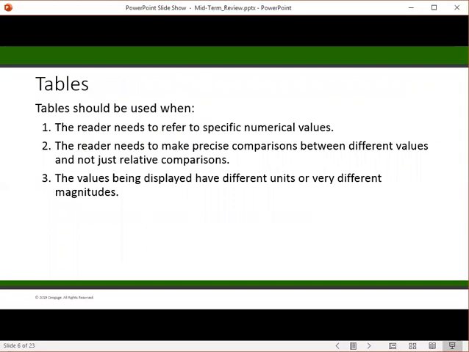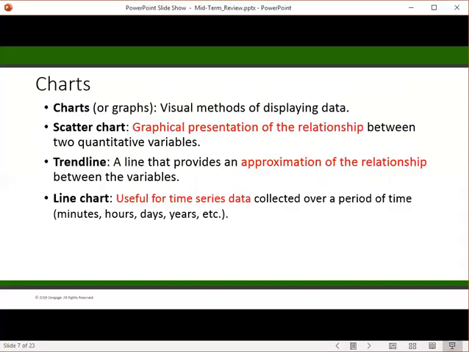Tables are something we use in data analytics when the reader needs to refer to specific numerical values, they need to make precise comparisons, or the units have very differing magnitudes. We have several types of charts or graphs, and this is a visual method of displaying data.